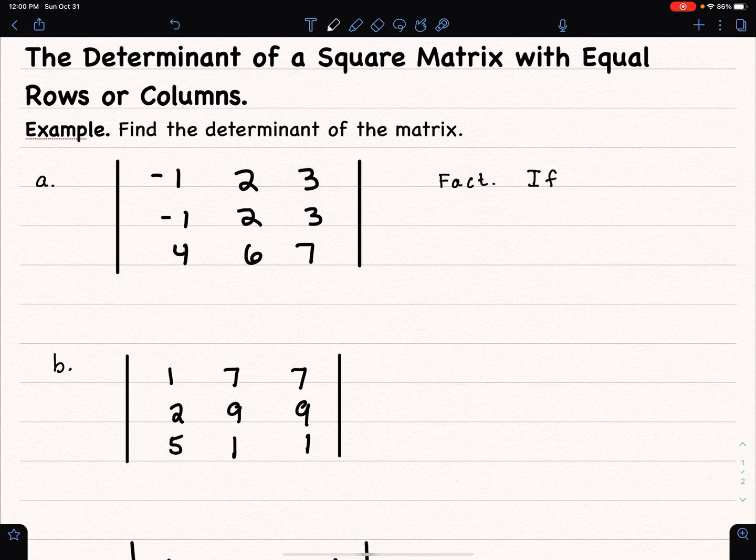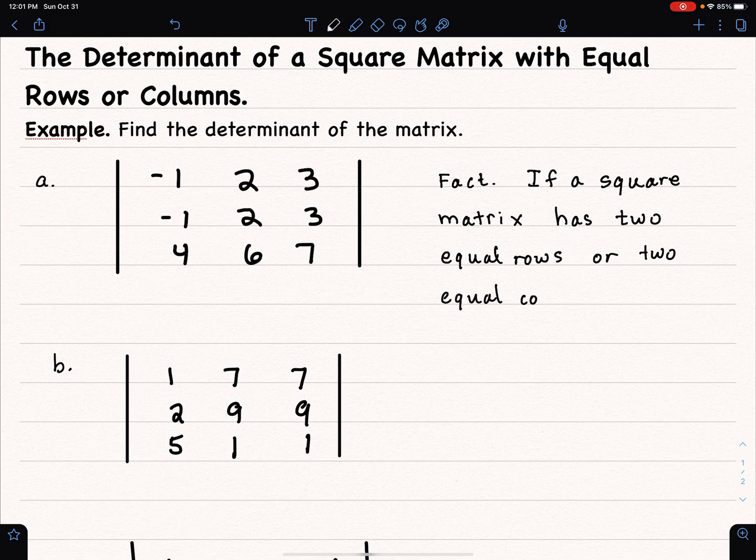If a square matrix has two equal rows or two equal columns, then the determinant of the matrix is equal to 0.